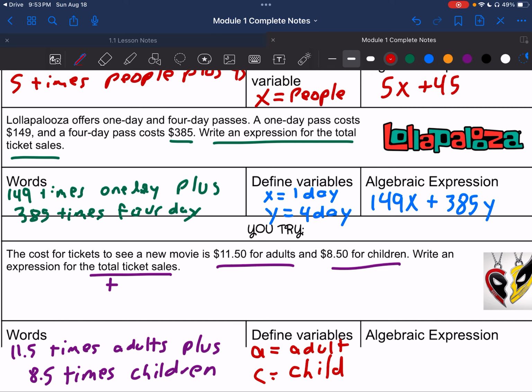We could use Greek letters if we wanted, and later on in the year we will. So we could use whatever variable we want. So adult and child, A and C, those are logical variables. I don't really need to see much definition if I see A and C in this equation, because I know that we're talking about adults and children. So let's write this expression. We've got 11.5 times the adult tickets plus $8.50, 8.5 times the children tickets. And there we go. We've got an expression that we could use.